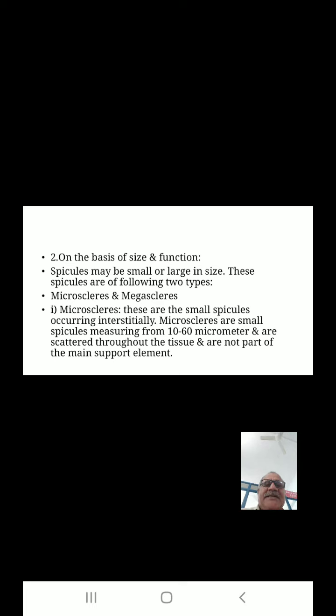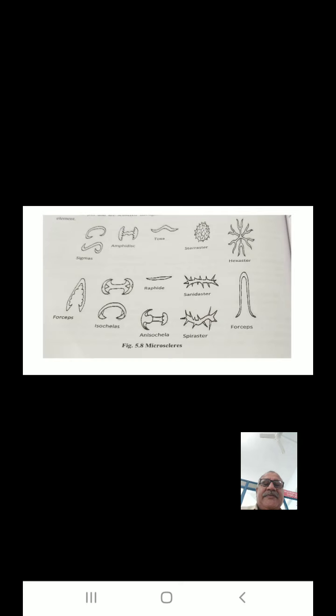On the basis of size and function, spicules may be small or large. These spicules are of two types: microscleres and megascleres. Microscleres are thin, small spicules occurring interstitially. Microscleres measure from 10 to 60 micrometers, are scattered throughout the tissue, and are not part of the main support element.